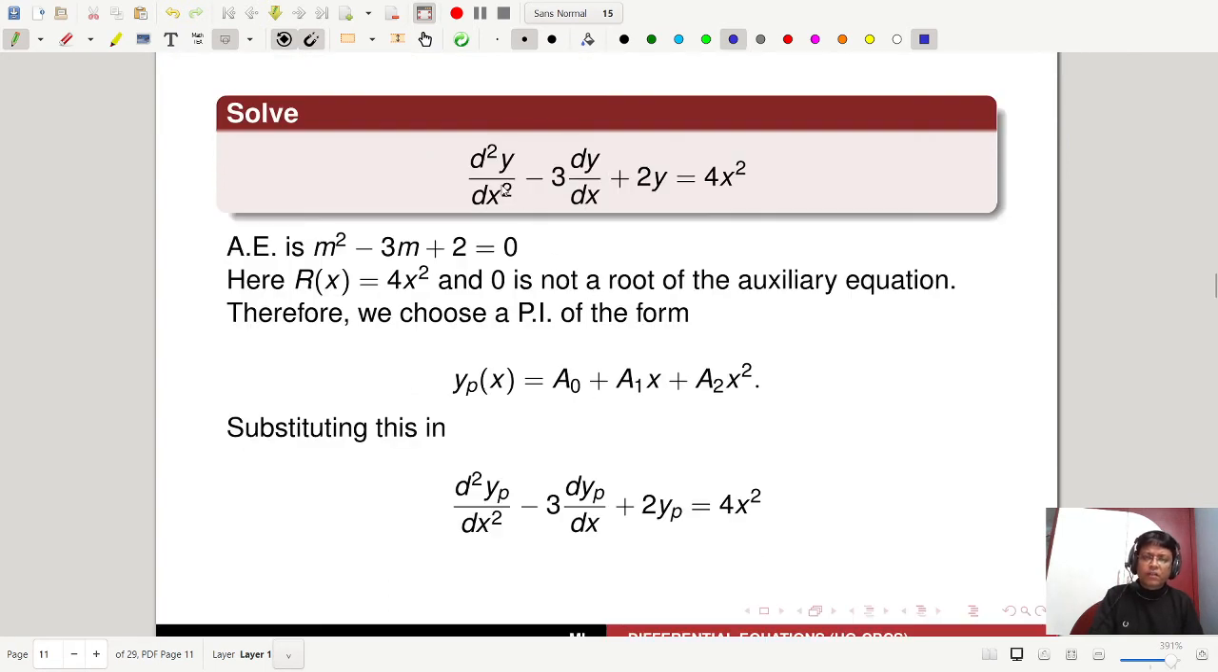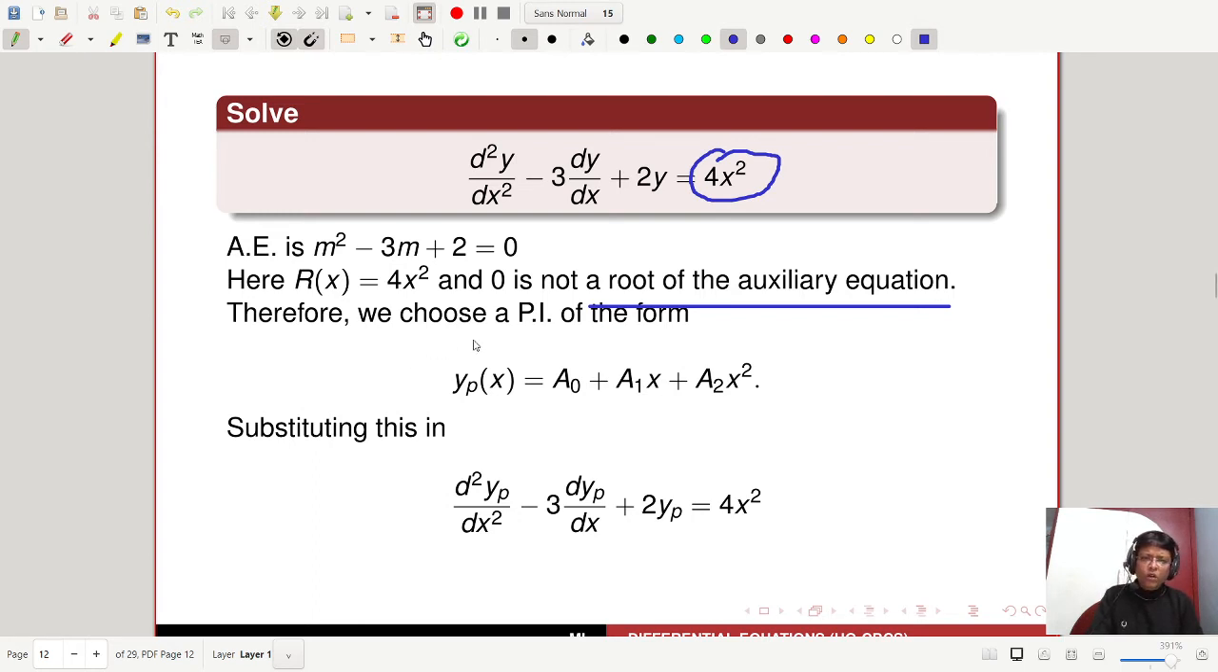Look at that. You have a second degree linear differential equation and your R(x) is 4x squared. It's a quadratic polynomial, right? Maybe all other terms are 0, that is not required here, but you have a highest power x squared, so it is a quadratic polynomial. And the auxiliary equation is given by m squared minus 3m plus 2. So your R(x) is 4x squared and 0 is not a root of the auxiliary equation. You check that 0 doesn't satisfy the equation, right?